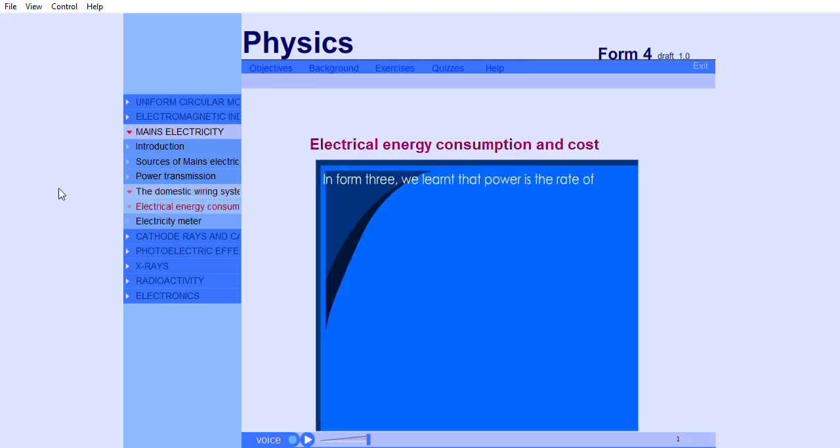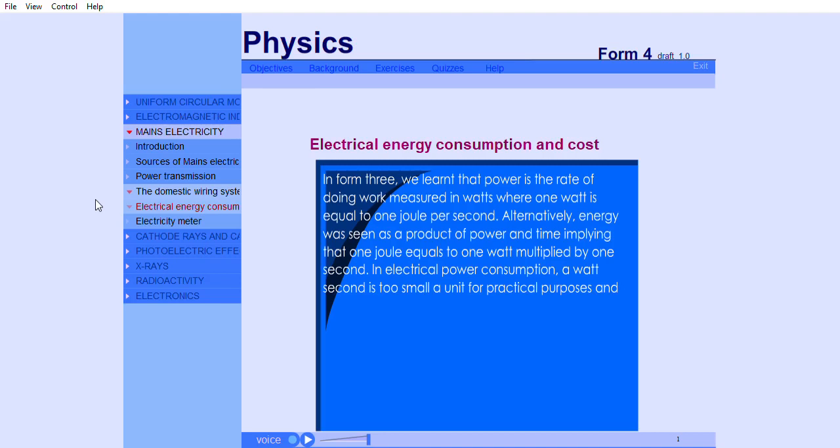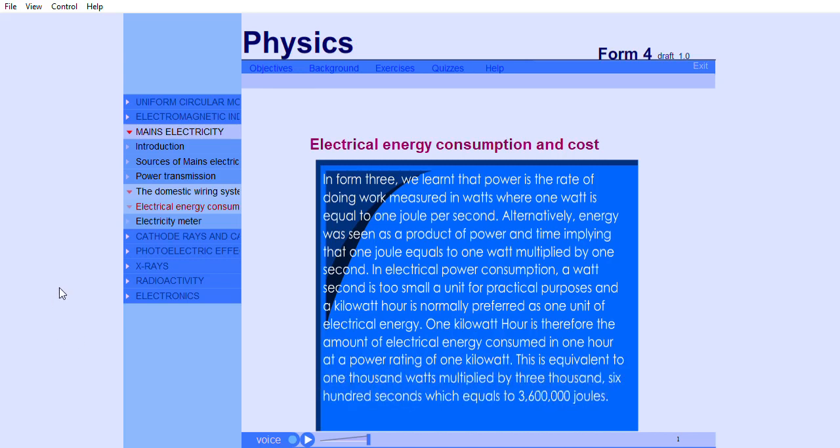Electrical energy consumption and cost. In Form 3, we learned that power is the rate of doing work measured in watts, where 1 watt is equal to 1 joule per second. Alternatively, energy was seen as a product of power and time, implying that 1 joule equals 1 watt multiplied by 1 second. In electrical power consumption, a watt-second is too small a unit for practical purposes, and a kilowatt-hour is normally preferred as 1 unit of electrical energy.